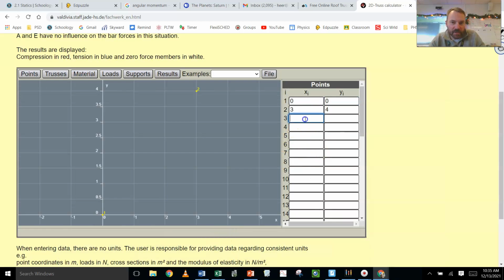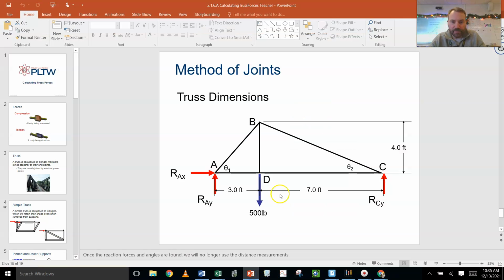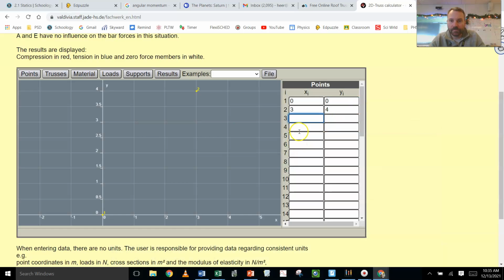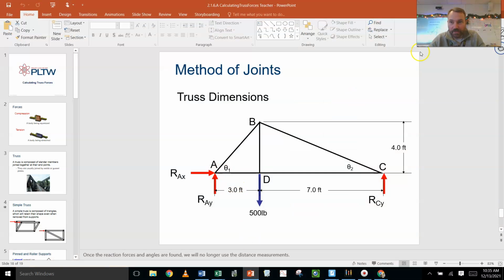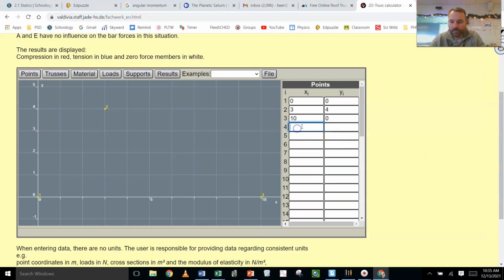And you'll see that these points start populating as I put them in. Go to my next one, which is over here, C. That's going to be 10, 0. And then my last one is going to be 3, 0. Point D. So you can see I've got all my points here, A, B, C, D. They don't name them A, B, C, D. They're just going to default name them numbers.